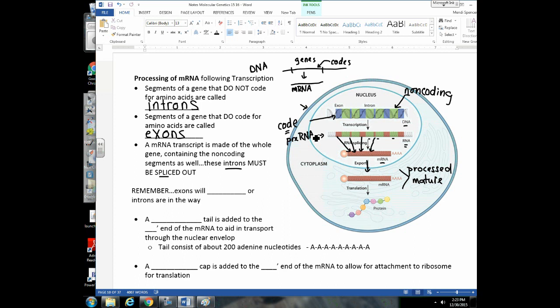Now, it's pretty tricky to remember which parts are going to be cut out. Is it going to be the exons or is it going to be the introns? The easiest way to remember that is the exons will exit the nucleus. The introns are cut out. They're going to stay in the nucleus. It's the exons that are going to be spliced together, and they're going to be the ones that are leaving the nucleus, like you see here in the diagram.